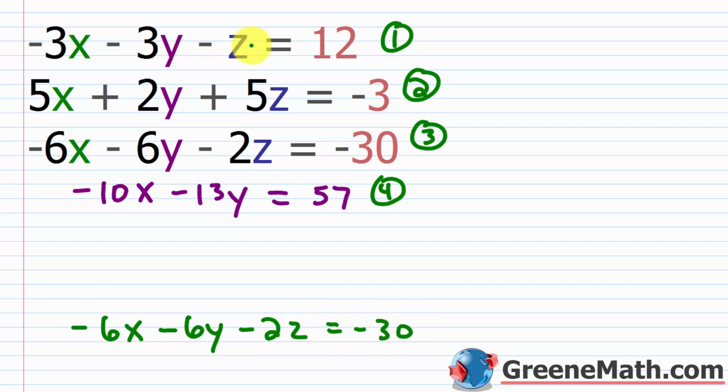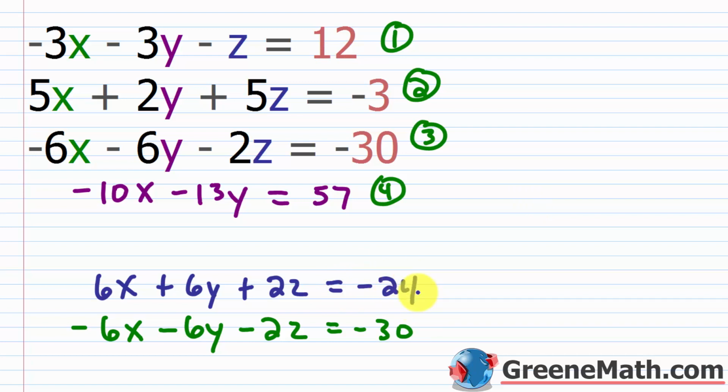And for equation 1, what I'm going to do, I need this to be plus 2z, so it would eliminate with this minus 2z here. So to do that, I'm going to multiply both sides of the equation by -2. So -2 times -3x is positive 6x. -2 times -3y is plus 6y. You can already see a problem. And then -2 times -z is going to be plus 2z. And this is going to be equal to -2 times 12, which is -24.